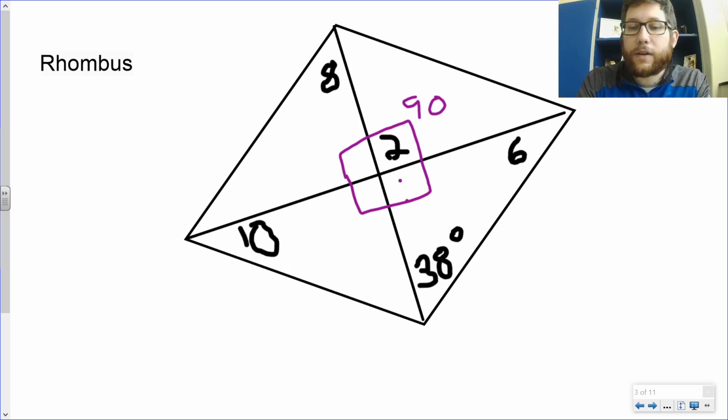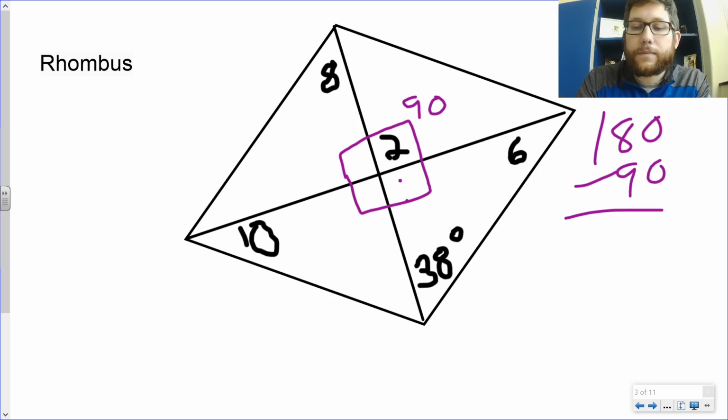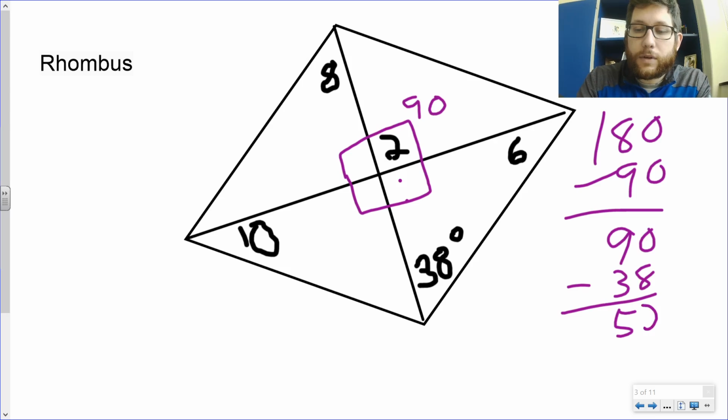So I could solve for angle 6 pretty easily, right? 180 minus 90, obviously is 90, minus 38, and I get 52 here. So I have 52 for 6, 52 for 10, all right? And then I could also put these 52s up here, right?